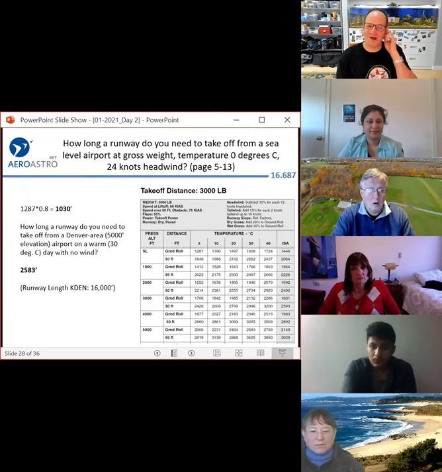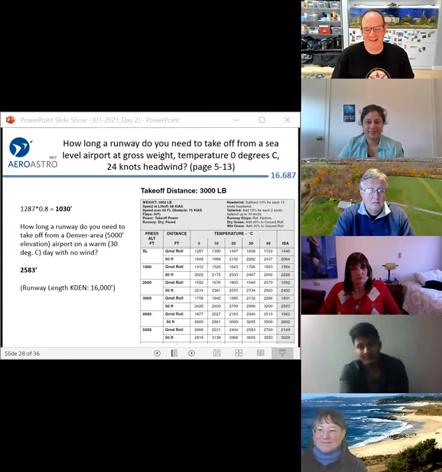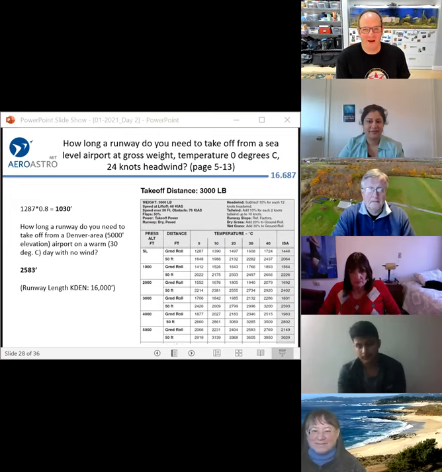The space shuttle runway on which I landed the Cirrus in January, as part of this aviation group that I'm in, is 15,000 feet long down in Florida. So Denver's actually a little bit longer. Any questions on this about takeoff performance before we move on?